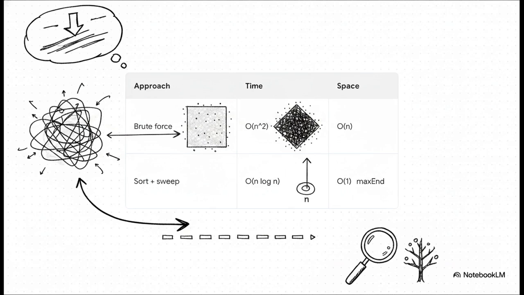So here's a final thought to chew on as you keep learning DSA. If a clever sort can so beautifully collapse a complex two-dimensional interval problem into a single one-dimensional sweep, what other multi-dimensional brute force problems out there are just waiting for you to organize their data first?